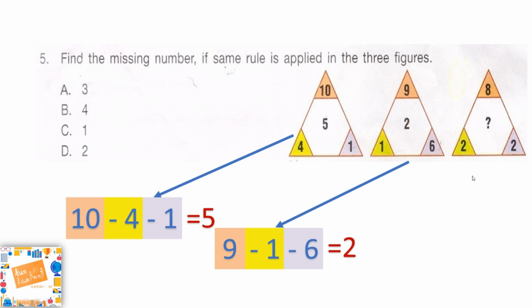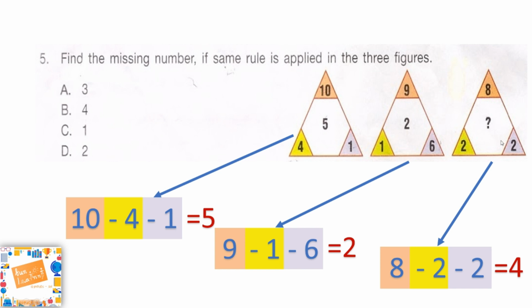Hence applying the same logic to our third block, we'll subtract 8 from 2, which gives us 6, and further subtract the third corner number, which is 2, which is equal to 4. Hence the question mark is nothing but option B, 4.